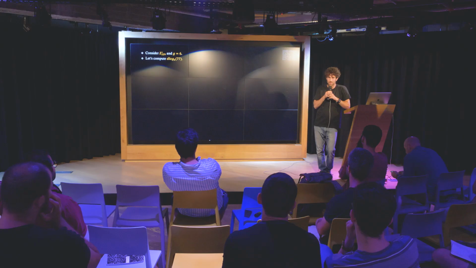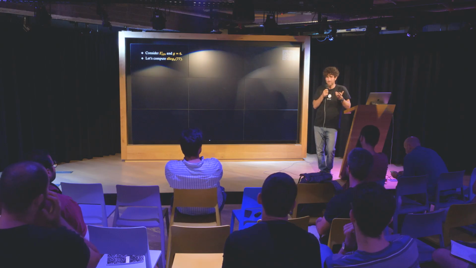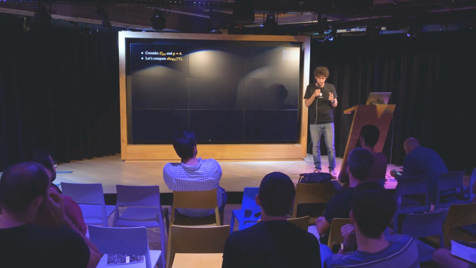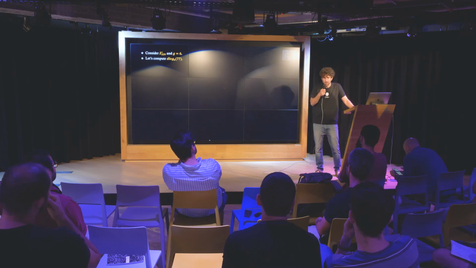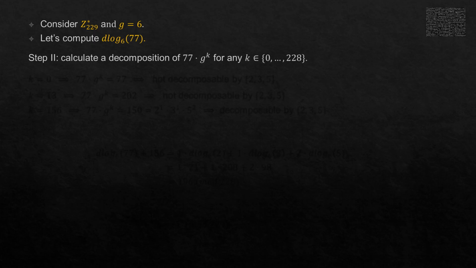So let's compute the discrete log of 77. And perhaps you're wondering why not do the same as we did in the previous slide? The reason is that 77 is not decomposable into 2, 3, and 5, or at least we don't know how. Okay? But there's a little trick here that says that it is enough to have 77 times g to the k for some k be decomposable by 2, 3, and 5.